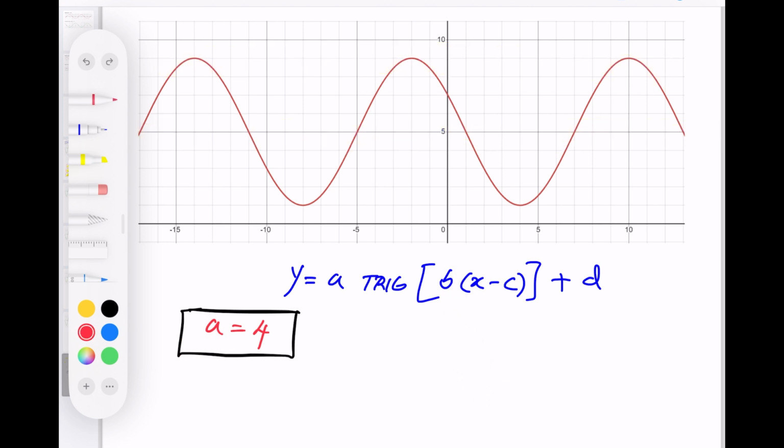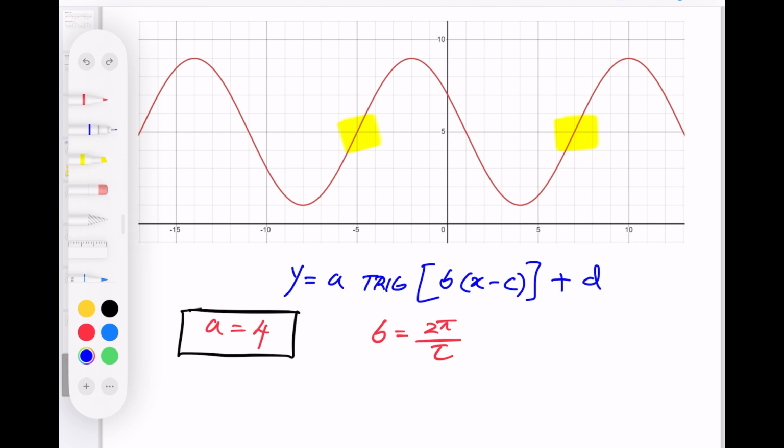B was defined as 2 pi over tau, where tau is the period. So what's the period of this function? In order to find the period of the function, I need to select 2 parallel points that are next to each other. This point and this point are the 2 consecutive parallel points.